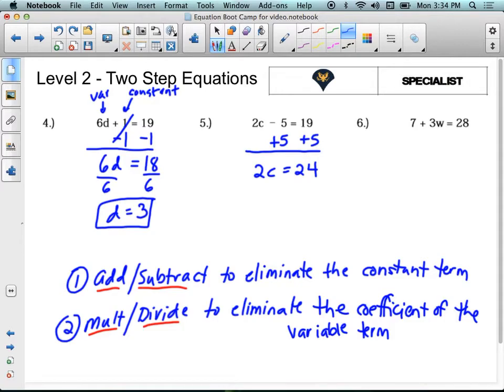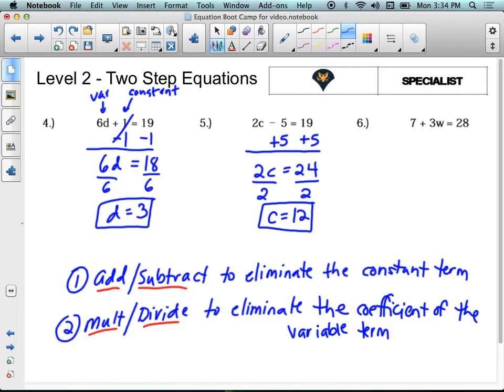And now that I've done that, I want to eliminate the 2 so that the c is by itself. Again, this is 2c means 2 times c. I'm going to do the inverse operation. I'm going to divide by 2. And I will get c equals 12. Number 6.